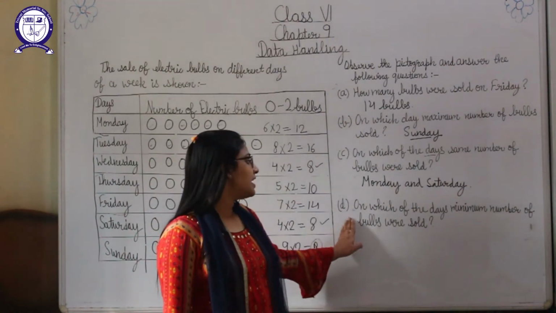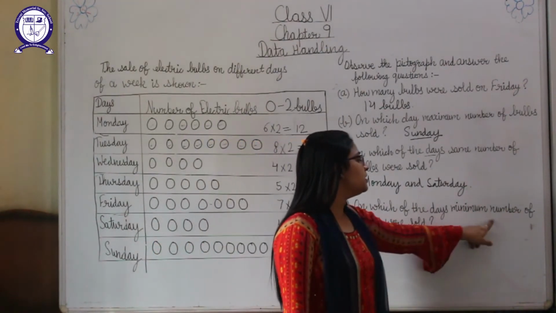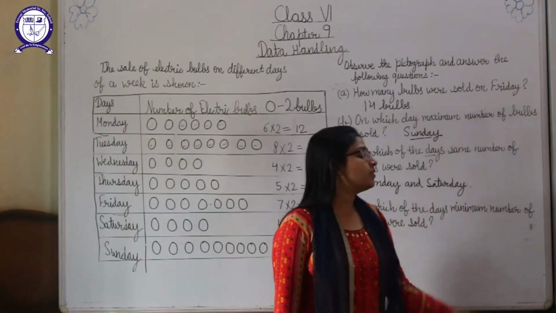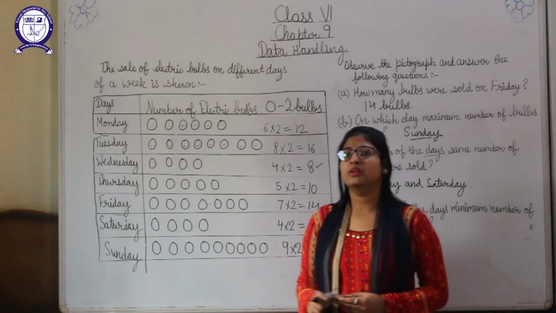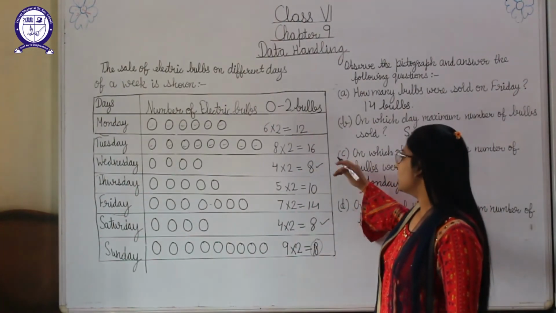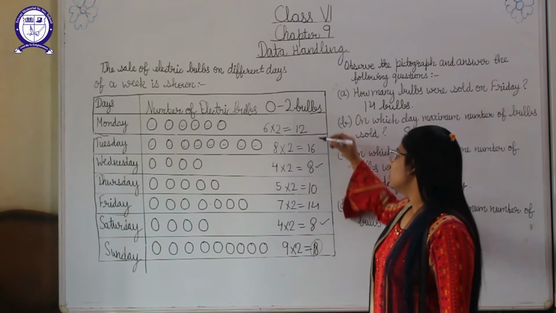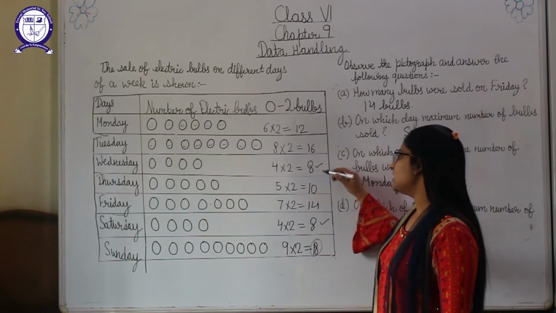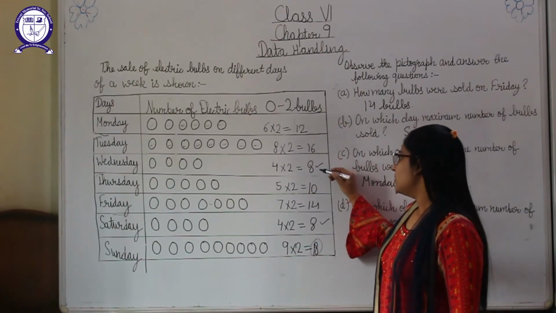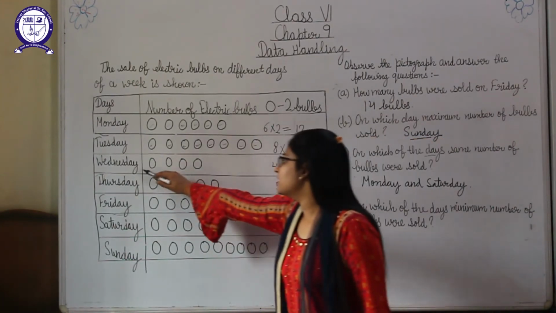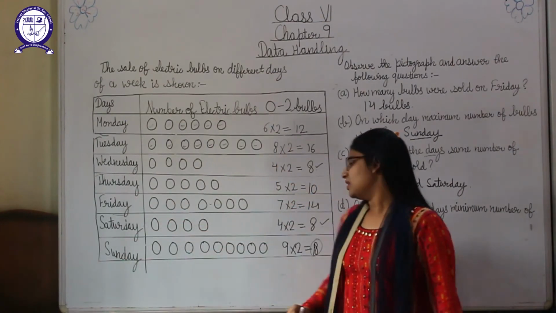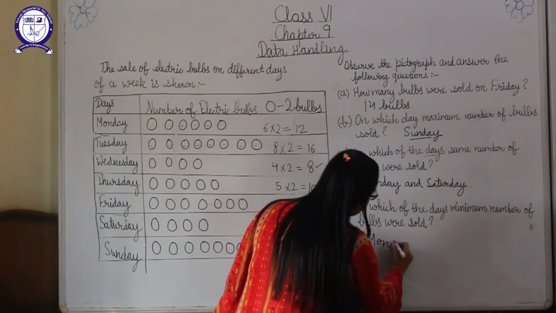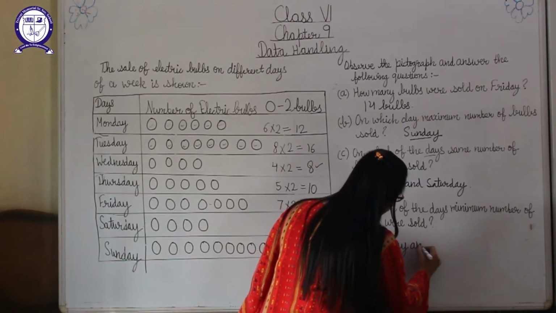Now the last question is on which of the days the minimum number of bulbs were sold. Minimum number means the lowest in number. So which is the lesser one? Again 8 is the lesser one, because 12, 16, 8, 10, 14, 8, 18. In this 8 is the minimum. So minimum bulbs were sold on Wednesday and Saturday.